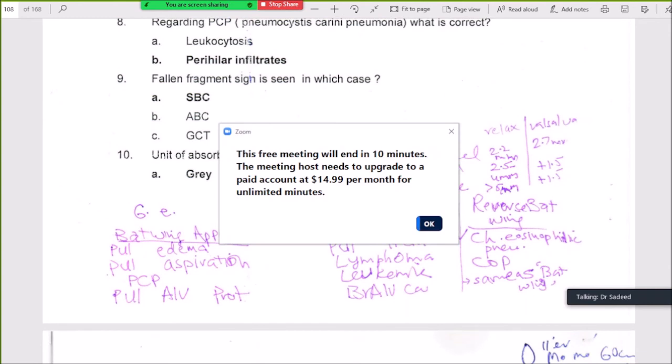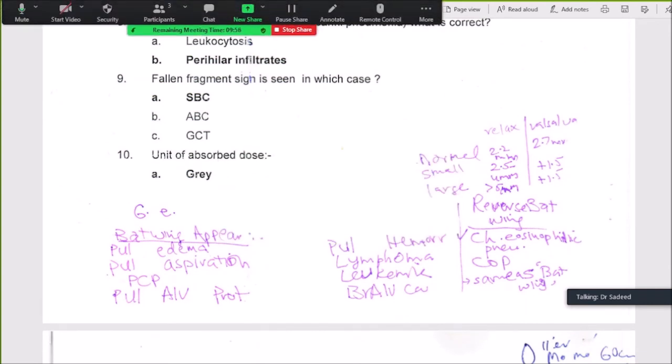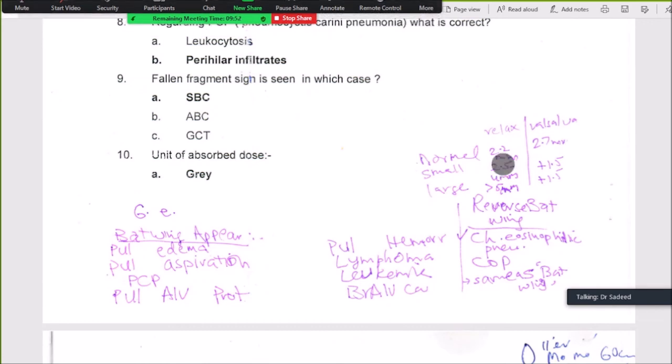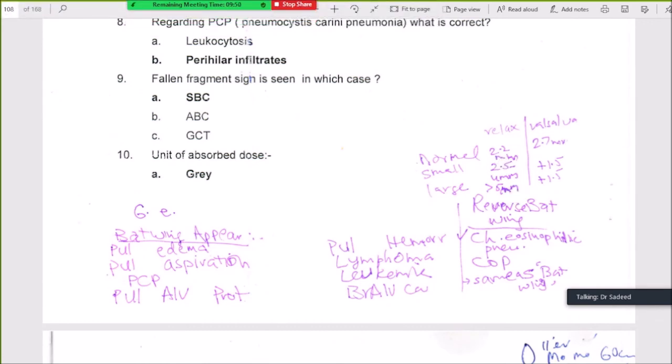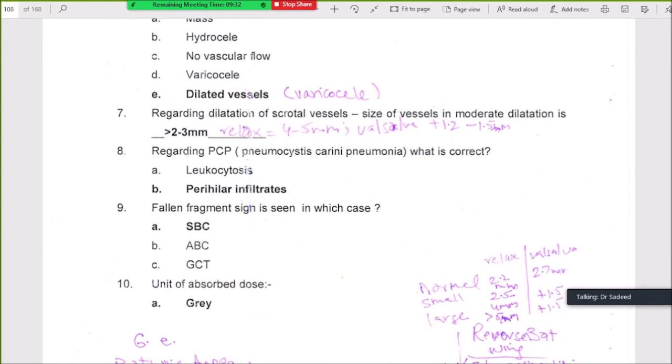Let's memorize. Moderate varicocele is 4 mm, then just 1 millimeter before moderate is small, and 1 millimeter plus moderate is large. 4 mm is moderate varicocele, 4 plus 1 is 5 mm, so 5 mm is large varicocele, and 4 minus 1 is 3 mm, so small varicocele is 2.5 or 3 mm, and the normal will be 1 to 2 mm. So here moderate dilatation of varicocele is greater than 2 to 3 mm, because it is 4 mm.